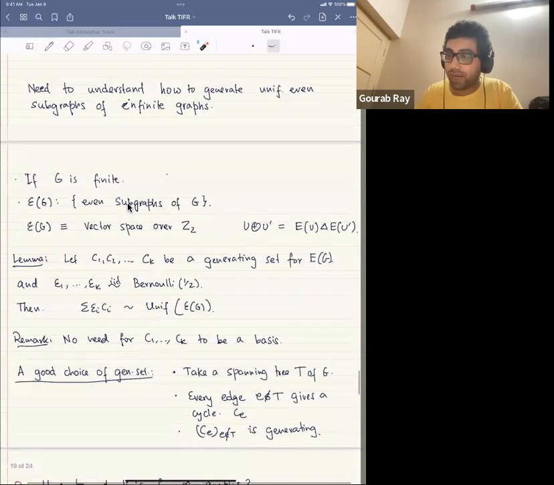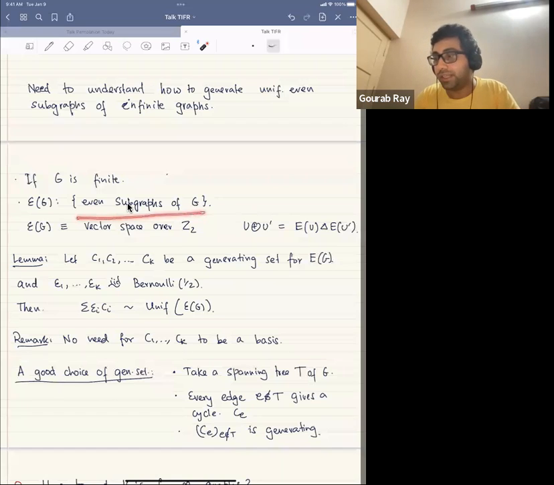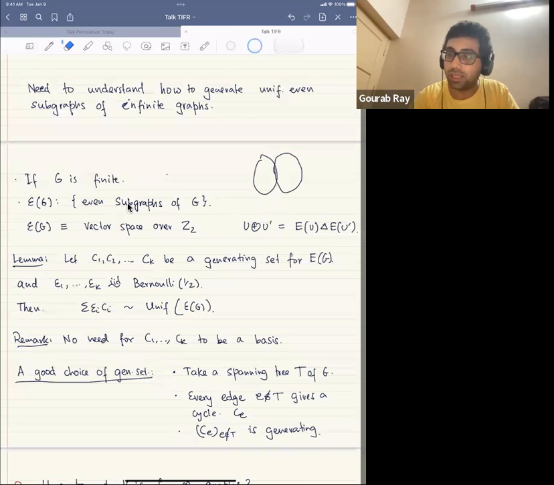Let's go back to the finite setting and try to understand how to generate a uniform even subgraph. There's a very nice way to think about this: think about the even subgraphs as a vector space over Z2. It's not very fancy. You look at the set of all even subgraphs as a finite set, and you define addition by taking the symmetric difference between the edges. For example, if you have some cycle like this and some cycle which schematically looks like this, you just remove things in the middle, and that will give you another cycle. This is another even subgraph.